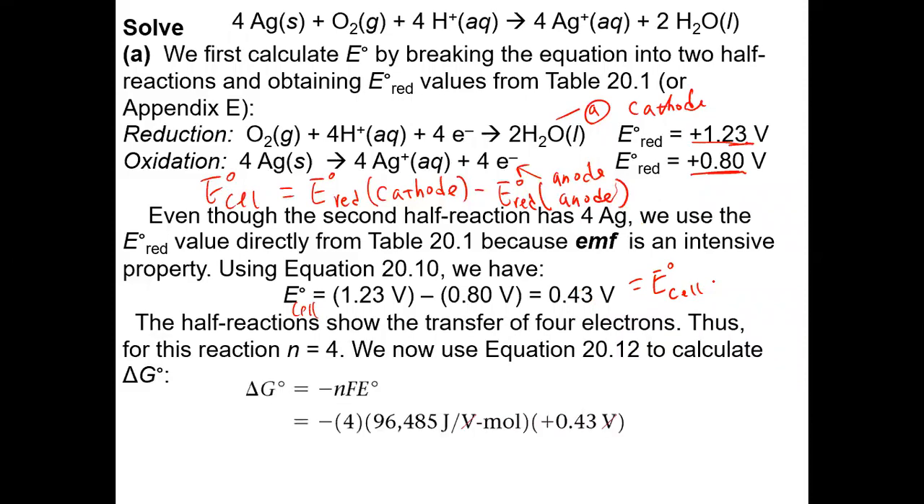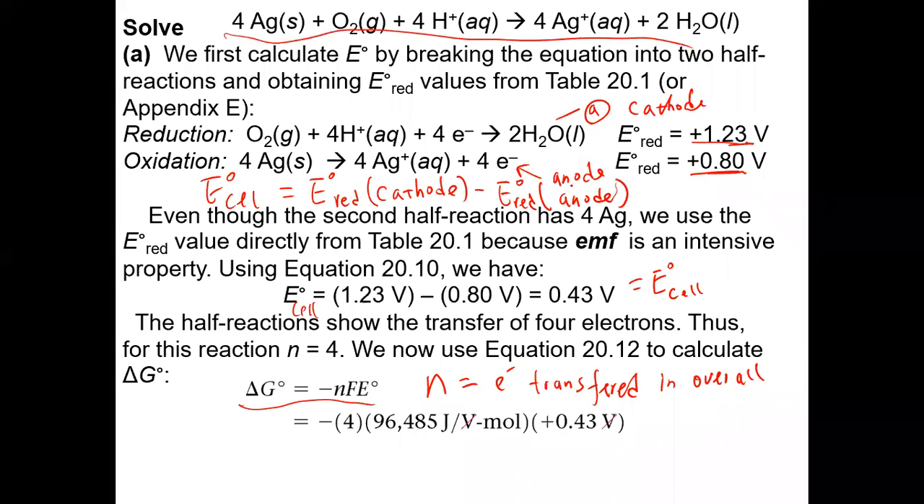Okay, so once we know E cell, we use this equation to get our delta G. So delta G equals negative nF. Then how do you find out what n is? n equals electrons transferred in the overall balanced equation with the same ratio. This balanced equation comes from adding these two equations, therefore there are 4 electrons.